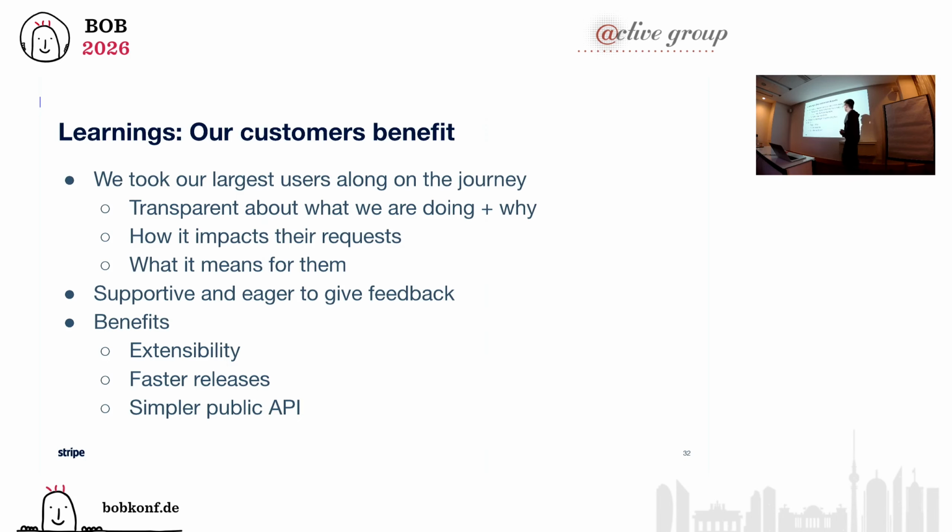And we talked to them about how this will impact their feature requests, where in the short term maybe it would be a little bit slower, but in the long term, here are the benefits. And it was actually really great. We got a lot of feedback and support on this. At the end, the customers basically got extensibility, much faster releases, and also a simpler public API out of this, because a lot of times when your code internally is a mess and hard to understand, how are you going to build a clean public API for that? It's not really a thing. And so the customers benefited quite a lot from this journey as well.